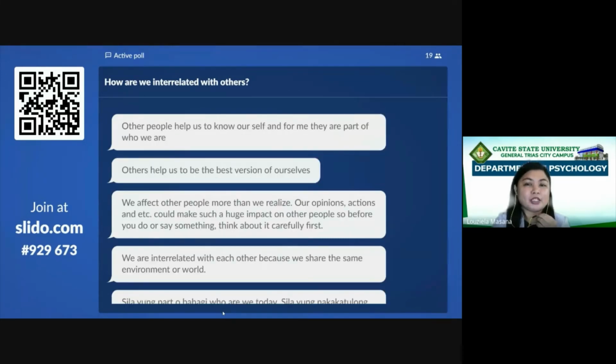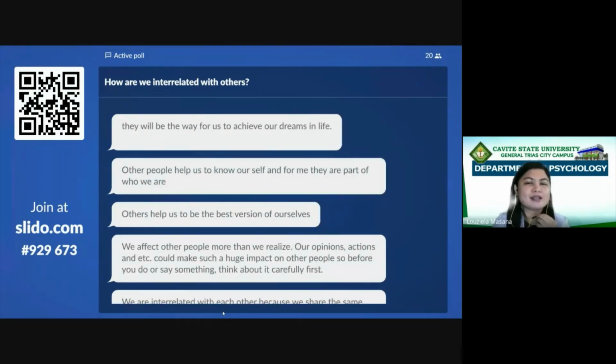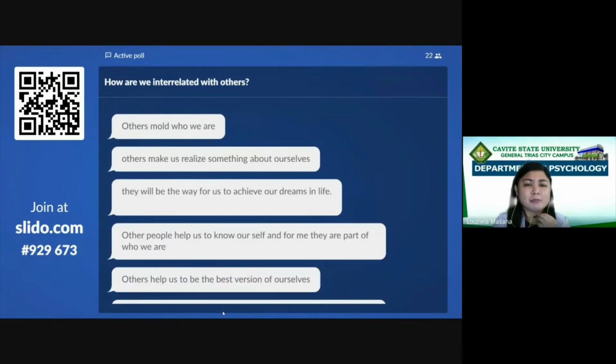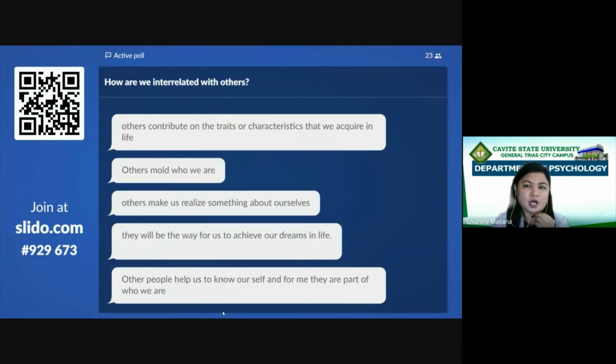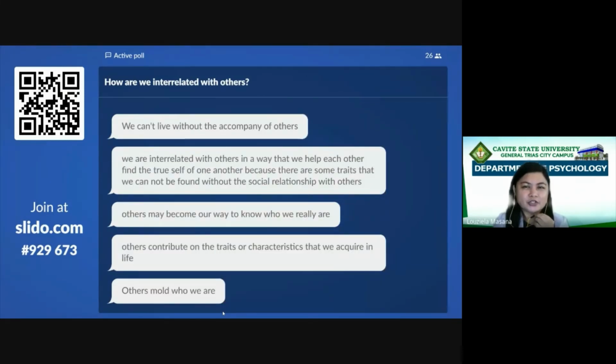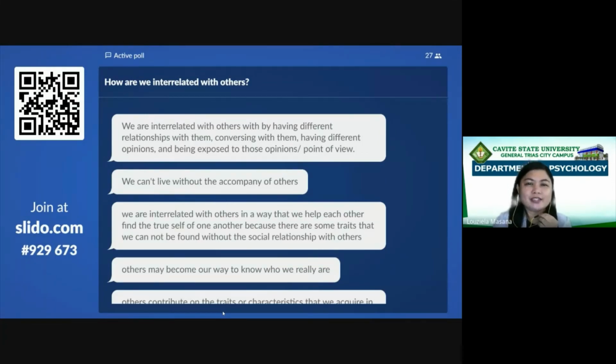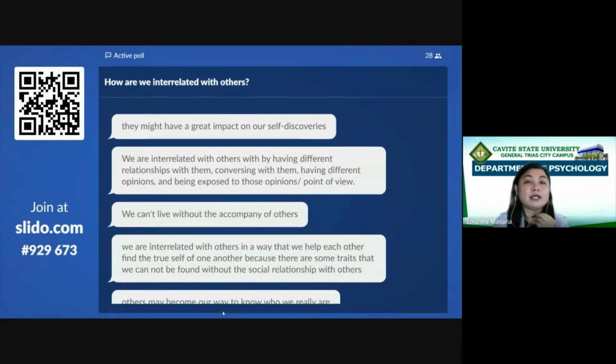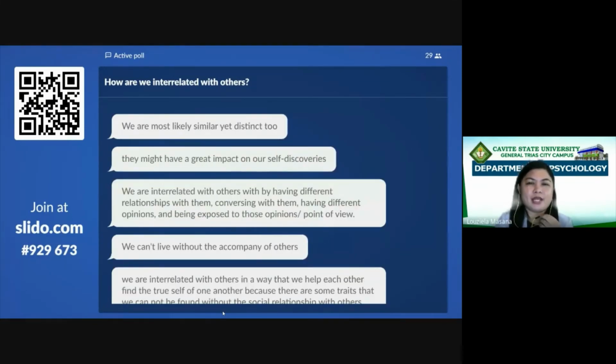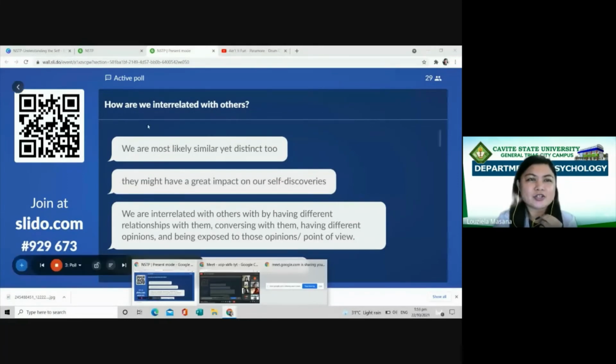We affect other people more than we realize. Okay, our opinions, actions could make such a huge impact on other people. Other people also help us to know ourselves and they are part of who we are. Ayan, ang daming sagot. Others mold who we are. We can't live without the company of others. No man is indeed an island. We are interrelated with others by having different relationships, conversing with them, having different opinions. Parang ang lungkot, no? Kung ikaw lang yung tao sa mundo, wala kang kasama, wala kang marirealize na mga bagay ba. Though may marirealize ka naman sa pagiging mag-isa, pero mas malaki yung chance na may ma-realize ka with the help of other people. Ayan. We are similar yet distinct too. Okay, I think we can go back to the answers to this later on.